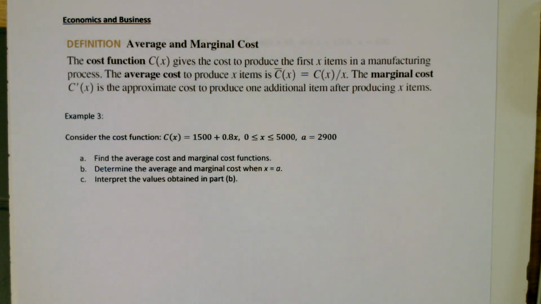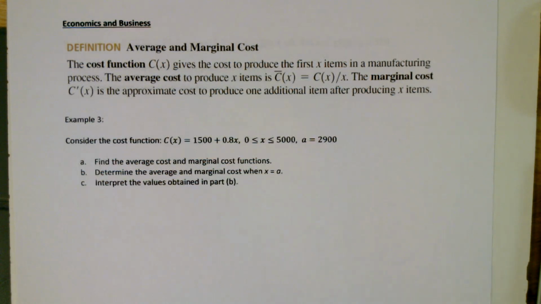To find the average cost to produce x items, it is going to be C bar of x equal to C of x divided by x. So you'll take your cost function divided by x to get the average cost to produce x items. Now the marginal cost, which is the derivative of your cost function, or C prime of x, is the approximate cost to produce one additional item after producing x number of items. So let's say you already produced 200 items. To find the marginal cost, you want the approximate cost to produce the 201st item after 200 items were produced.